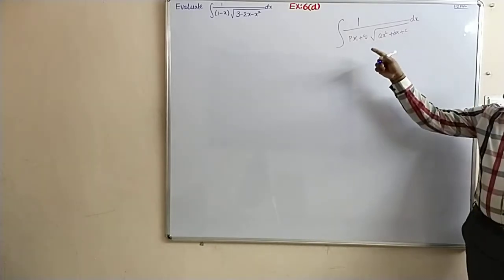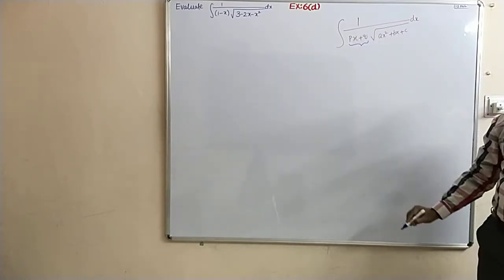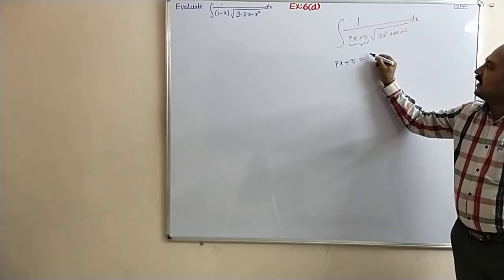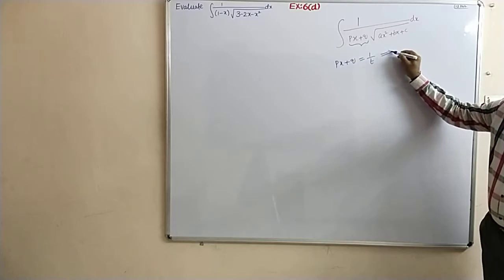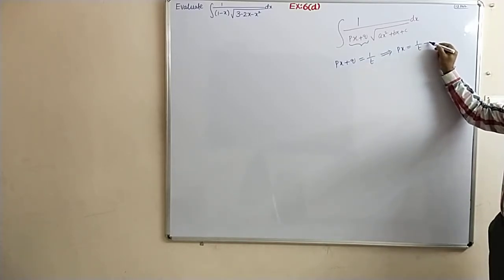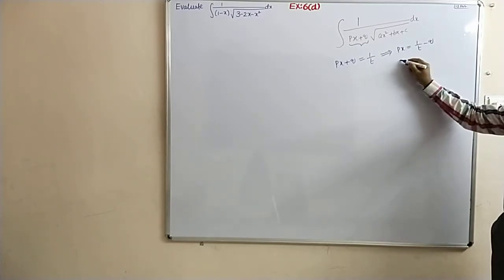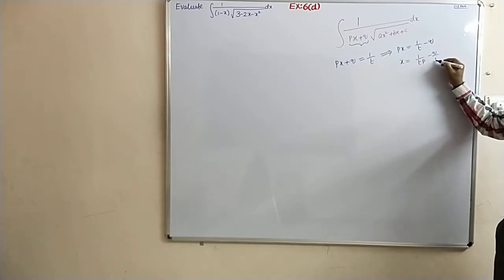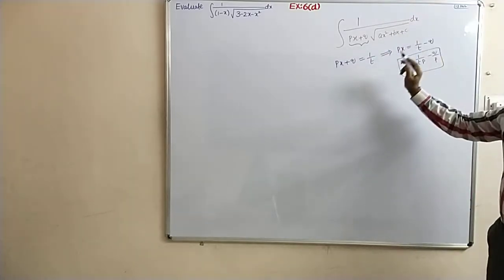To evaluate these type of problems, the value px plus q we have to consider as px plus q equal to 1 by t. After that, from that make x as the subject. That means px equal to 1 by t minus q, and x equal to 1 by tp minus q by p, and get the value of dx also.